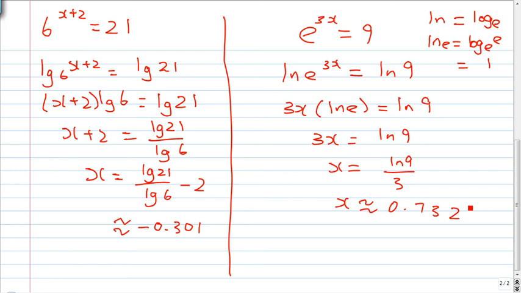Alright, so this is how you solve equations in the form of a to the power of x equals b.